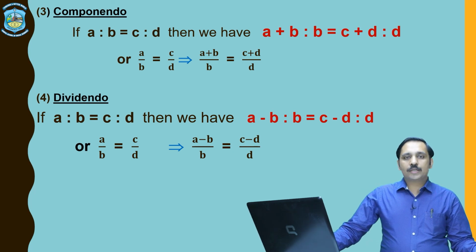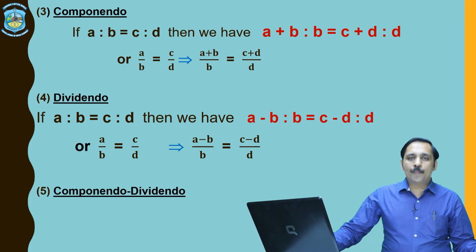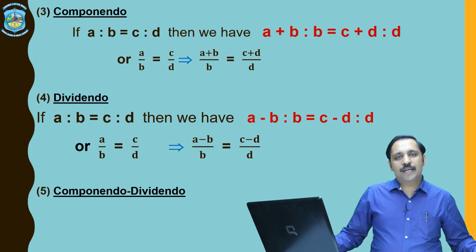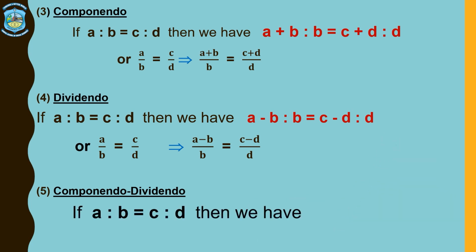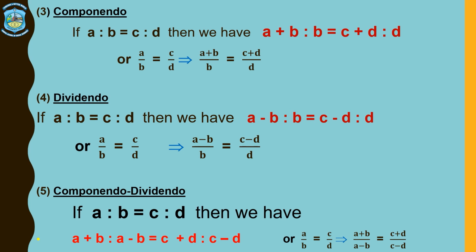The next rule is componendo dividendo. It is a combination of both componendo as well as dividendo rule, according to which if we have a proportion A is to B is equal to C is to D, then we can represent it as A plus B is to A minus B is equal to C plus D is to C minus D. That is, in terms of fractions, A upon B is equal to C upon D implies that A plus B upon A minus B is equal to C plus D upon C minus D. These rules are used to reduce the problems of proportions.